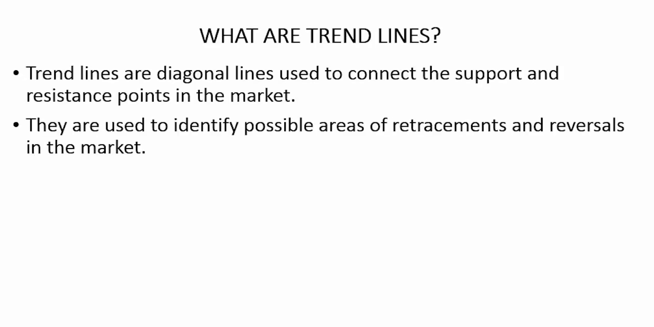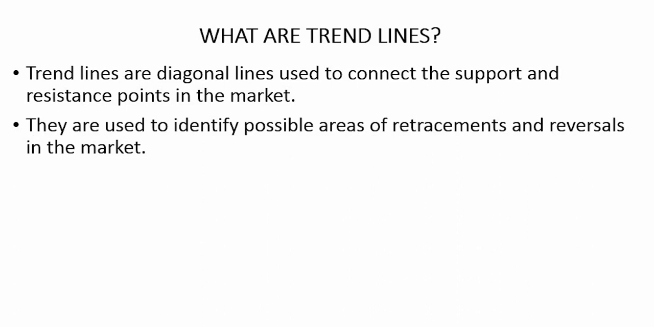Trend lines are diagonal lines used to connect the support and resistance points in a trending market. Two, they are used to identify possible areas of retracement and reversals in the market.